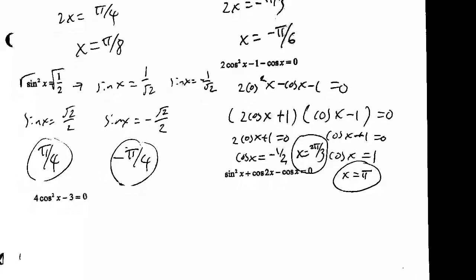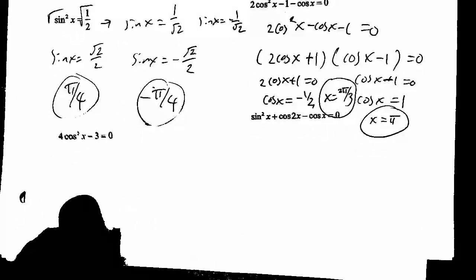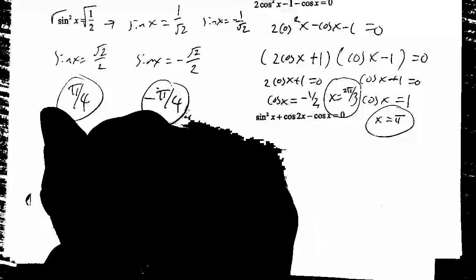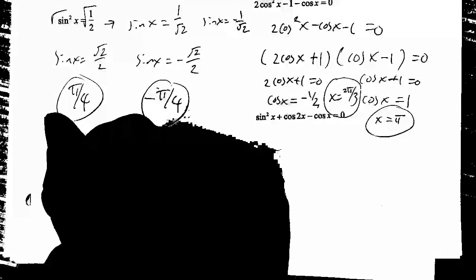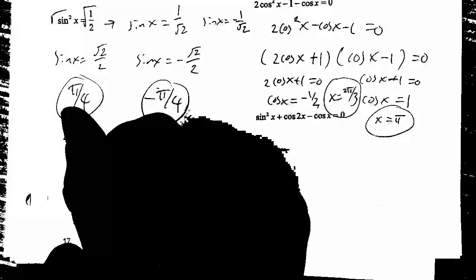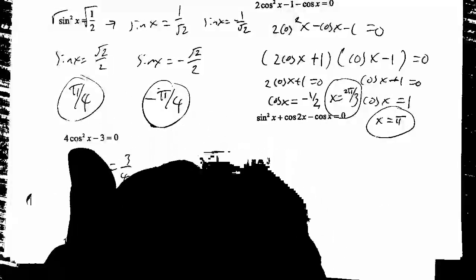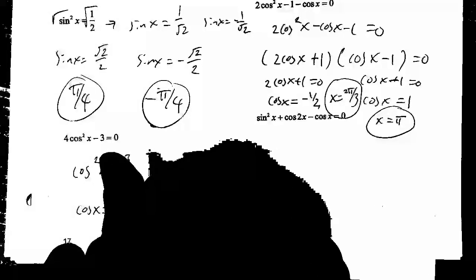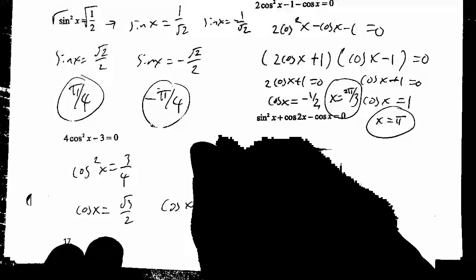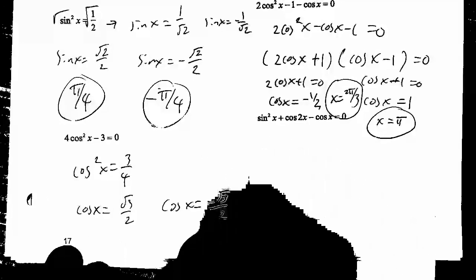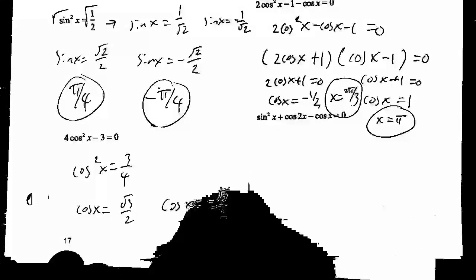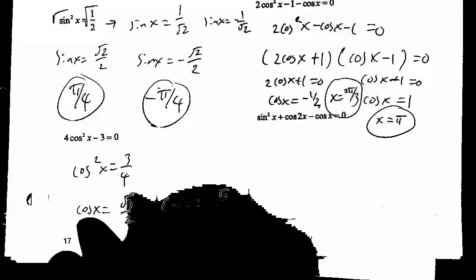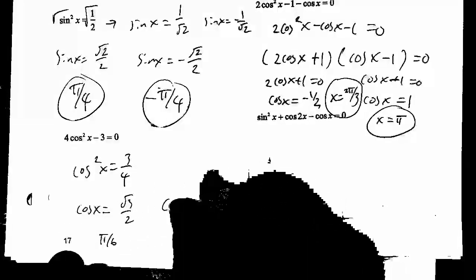All right, last two here. Yeah, this one's pretty straightforward. Move that 3 over and divide by 4, and then square root it. We're going to get cosine squared x equals 3 over 4, and then it'll be cosine x equals root 3 over 2, and cosine x equals negative root 3 over 2, and that would be pi over 6 and 5 pi over 6.